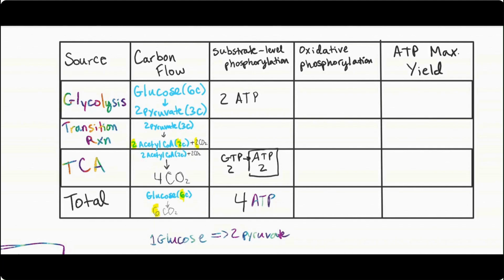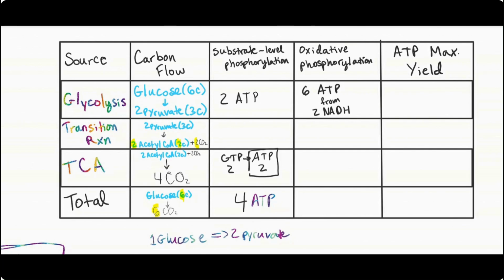So starting with glycolysis. From glycolysis, we get 2 NADH molecules. And once those 2 NADH molecules undergo oxidative phosphorylation, we end up with 6 ATP, remembering that each NADH molecule is equivalent to about 3 ATP molecules once they've gone through oxidative phosphorylation. So we get 6 ATP from those 2 NADHs that we got from glycolysis.